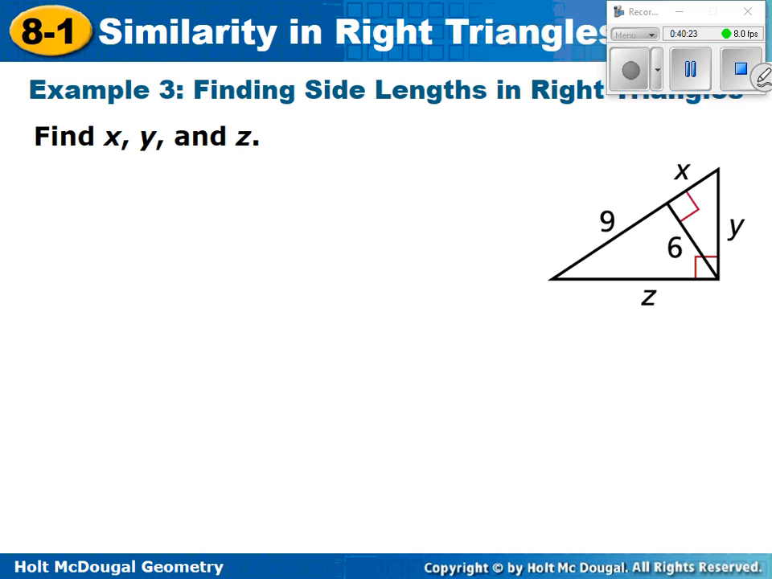Okay, so this is what you're going to have to be able to do. They're going to give you a picture like this, and they're going to say find X, Y, and Z. Do you have a right triangle in this picture? Is there an altitude drawn from the right angle?